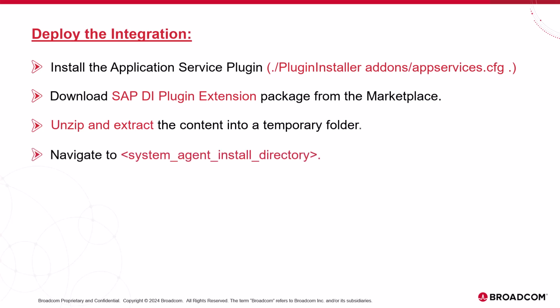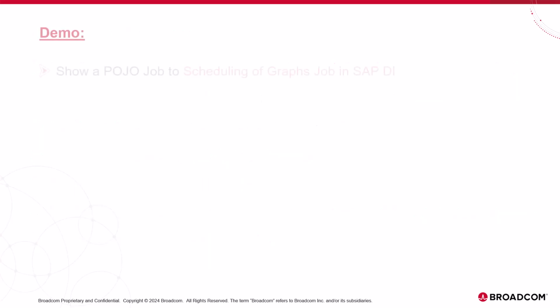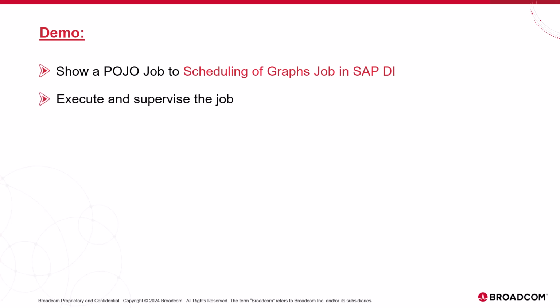Navigate to System Agent Install Directory. Next, we must stop the system agent with the cyb agent -s command. Install the plugin extension with the command plugin installer path to CFG file. Now, restart the system agent with the cyb agent -a command. Remember, this integration uses SAP DI Public REST API. We will start or trigger a SAP DI Pojo job in our demo. First, let's establish communication with the SAP DI server. After communication is established, we can execute and supervise the job.